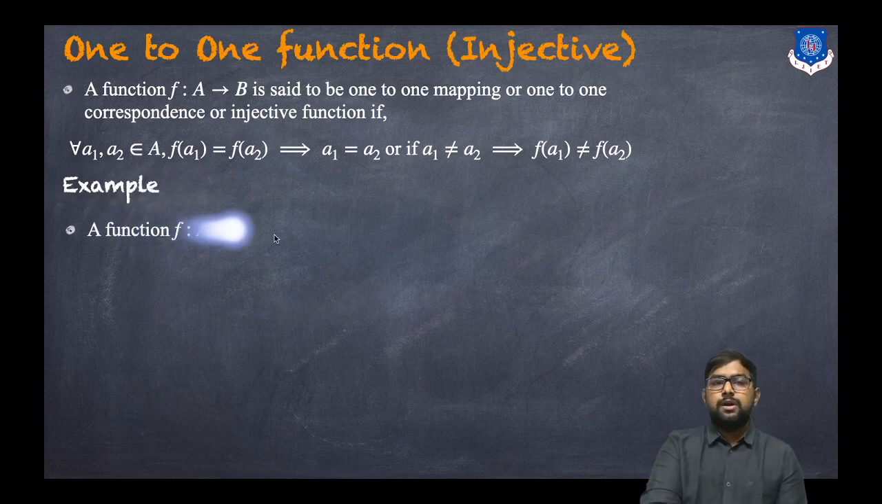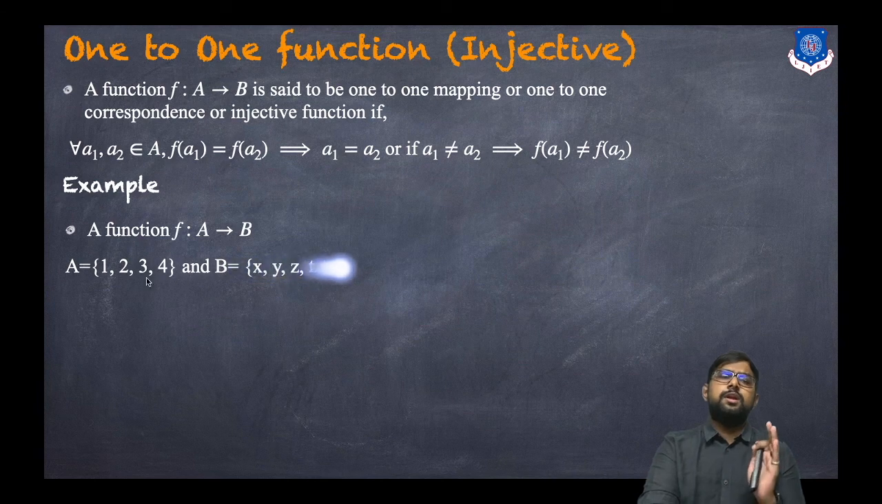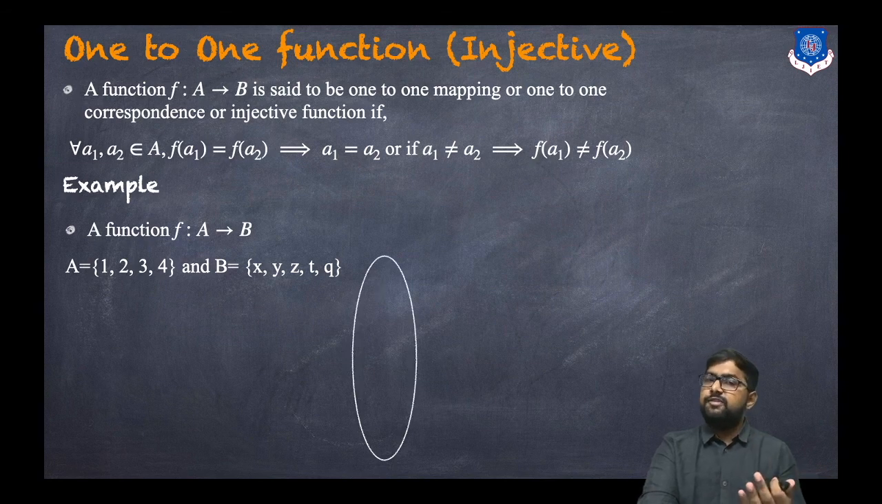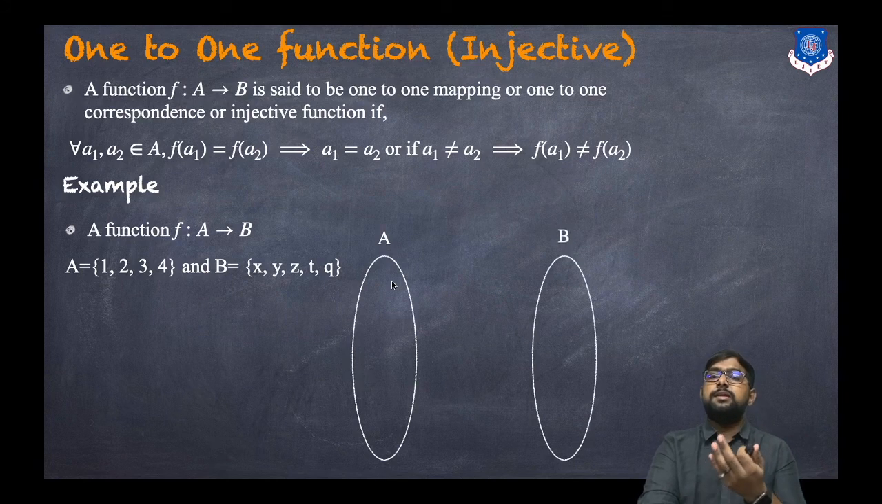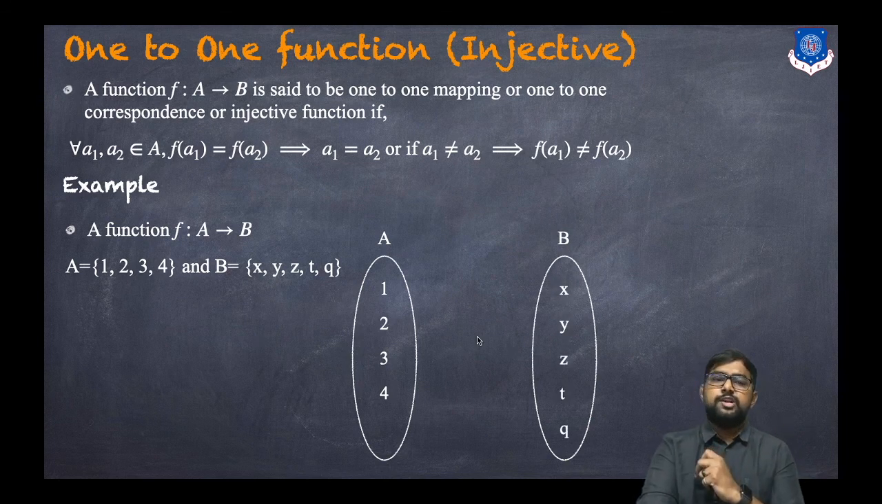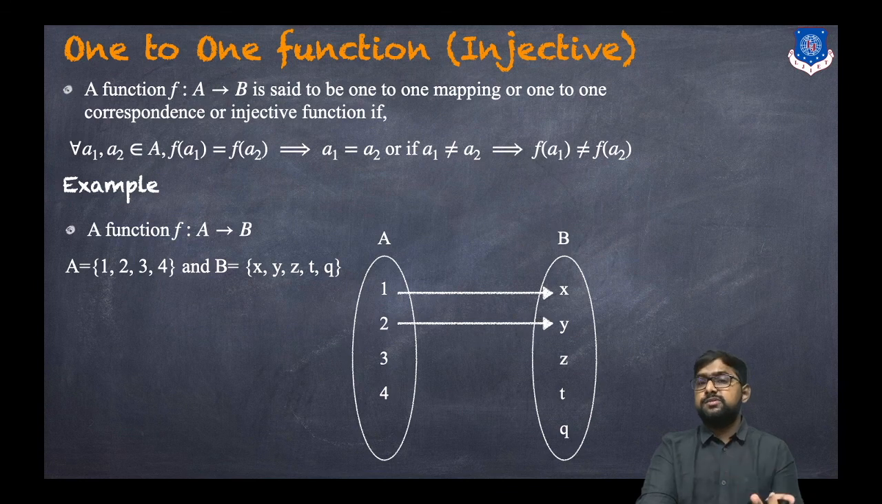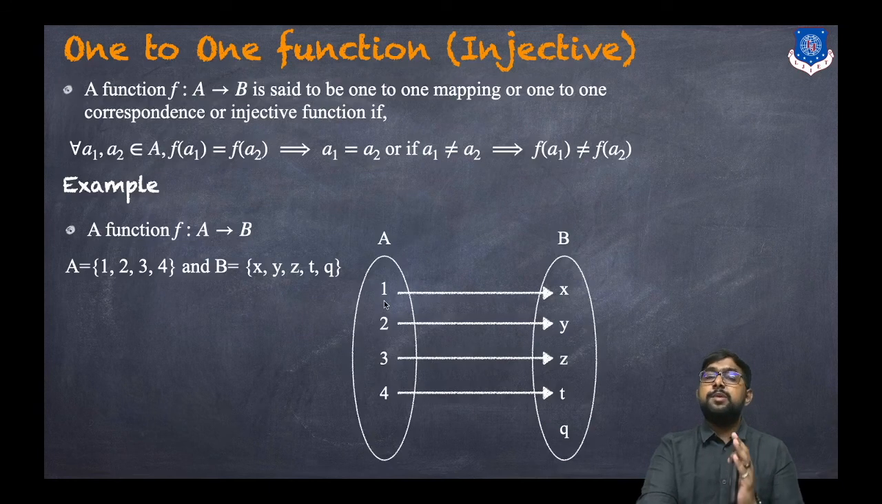For example, a function f from A to B. Let A equal 1, 2, 3, 4 and B equal x, y, z, t and q. Let us understand this graphically. Name the first set A and the second set B. A has elements 1, 2, 3, 4, and B has x, y, z, t, q. One's image is x, two's image is y, three's image is z, and four's image is t. All the elements have images, so it is a function, and since all the elements are different, their images are also different. So this is a one-to-one function.